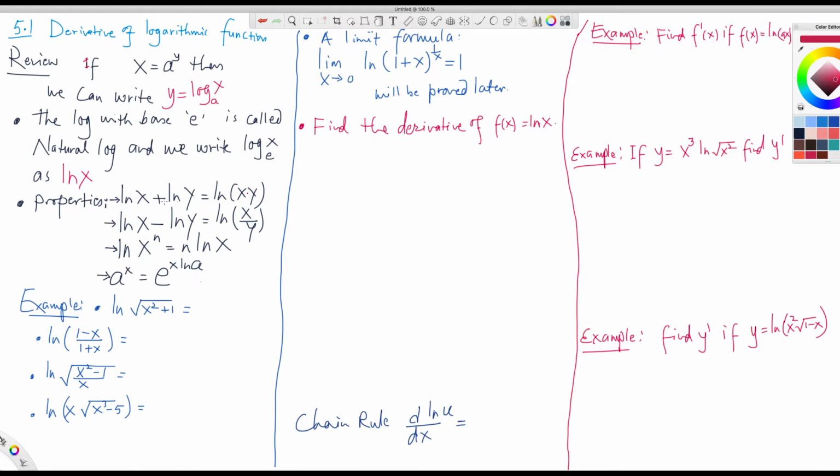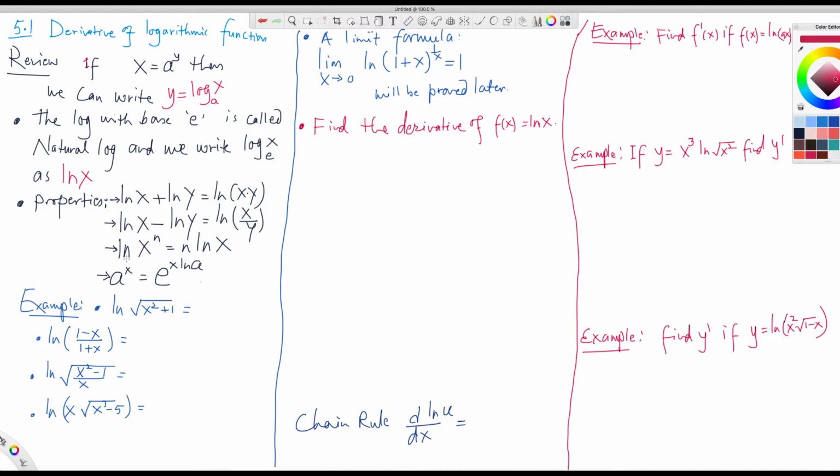If you add two logs, then how do I combine those two into a single log? You write ln, a single log, and then x times y. By the way, in this case, the x must be positive, and then y must be positive as well, okay? Now, natural log of x minus natural log of y equals natural log of x divided by y. So the difference of two logs is basically the log of the quotient.